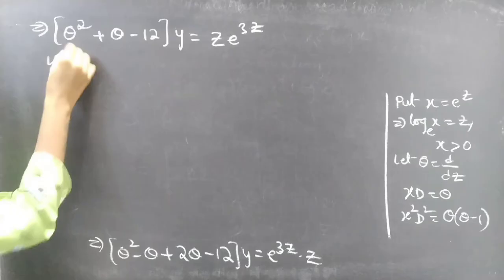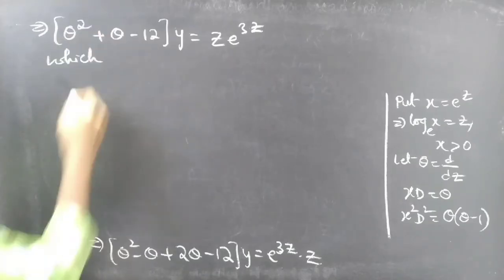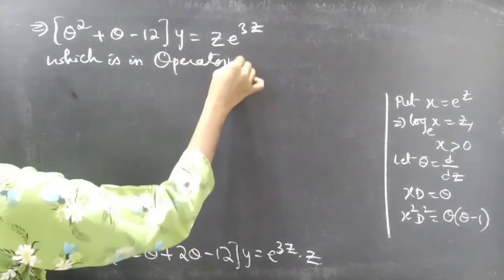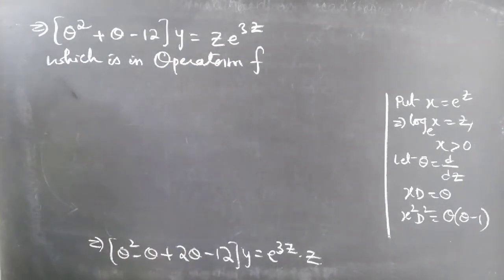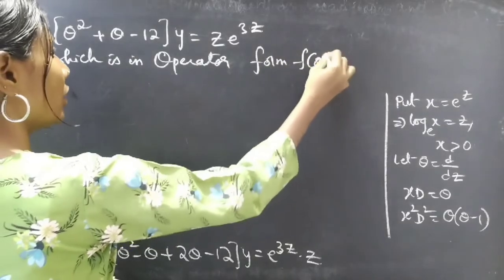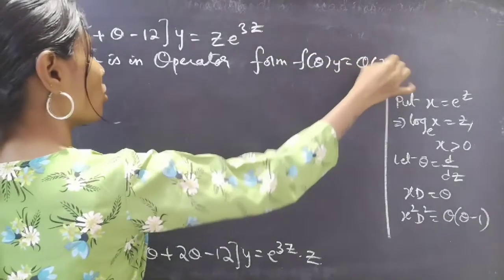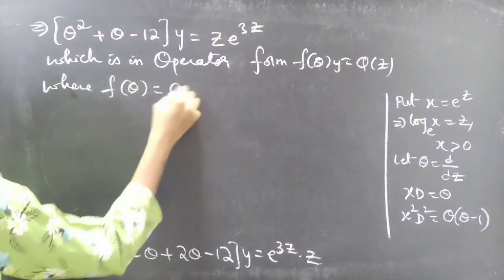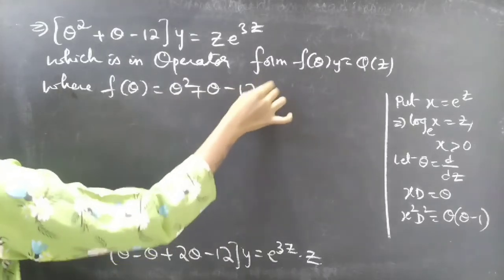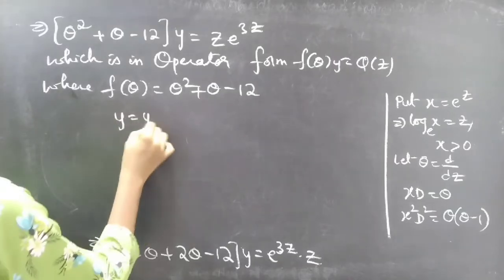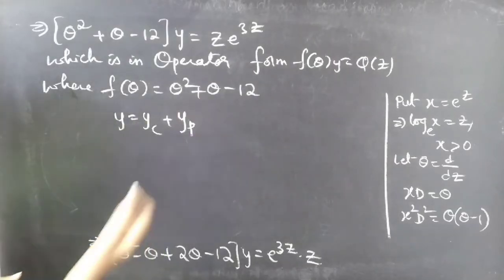This is in operator form: F of theta into y = Q of z, where F of theta = theta square + theta - 12. Now we need to find the general solution to the given equation, which is given by y = yc + yp. Let's now find yc and yp.